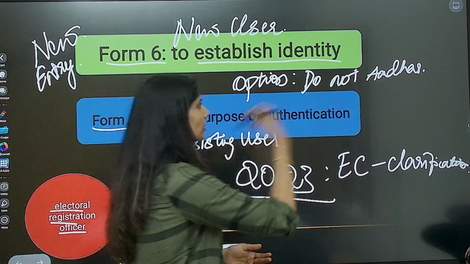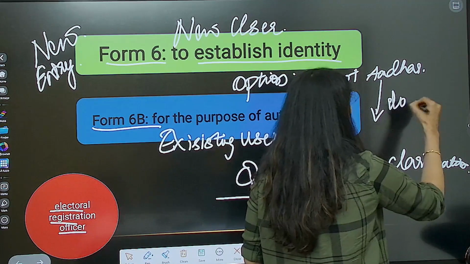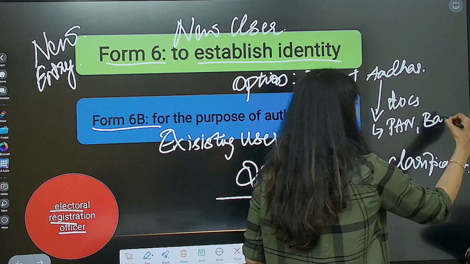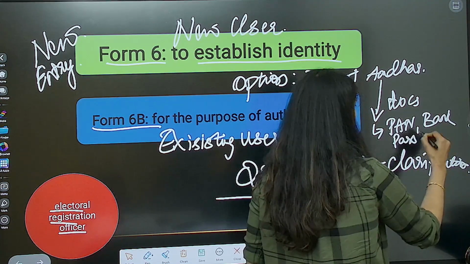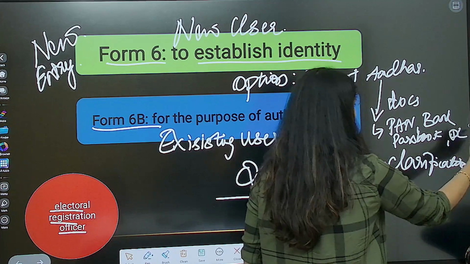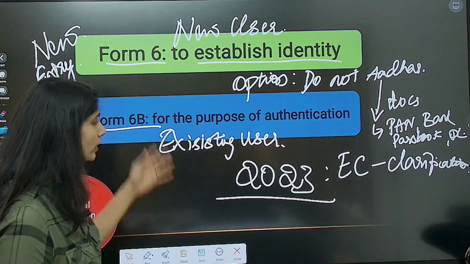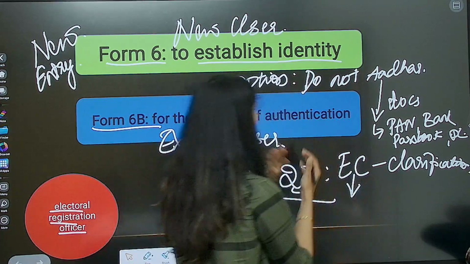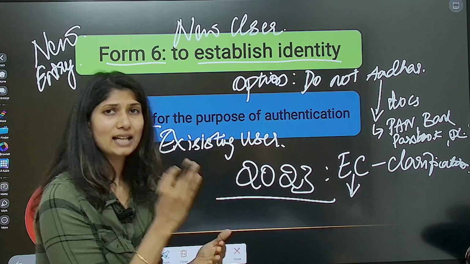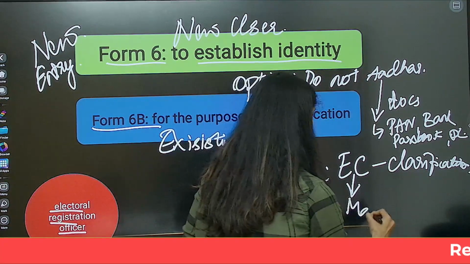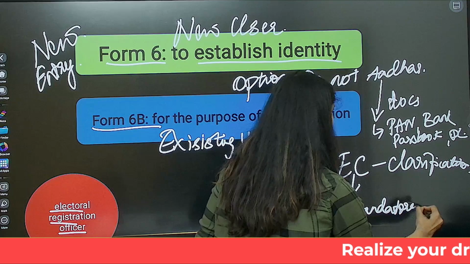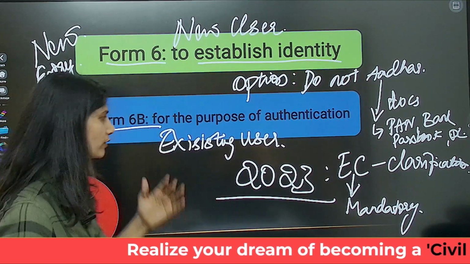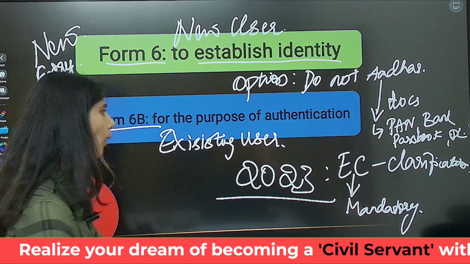At that point of time, you can provide different documents such as your PAN, bank passbook, driver's license, etc. So the Election Commission clarified to the Supreme Court telling that we are not making the Aadhaar number mandatory. But at the same point of time, they have not even removed these two also. Now the confusion comes in as to what would happen.